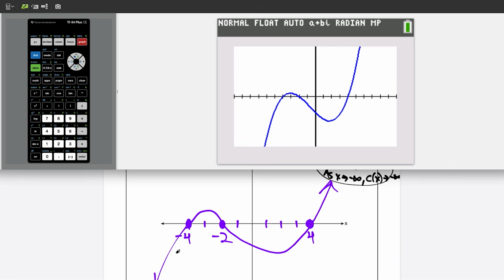So this is not the best sketch in the world in terms of being super neat. But remember, it's a sketch. They are looking for the roots and they are looking for the end behavior. This would get full credit.